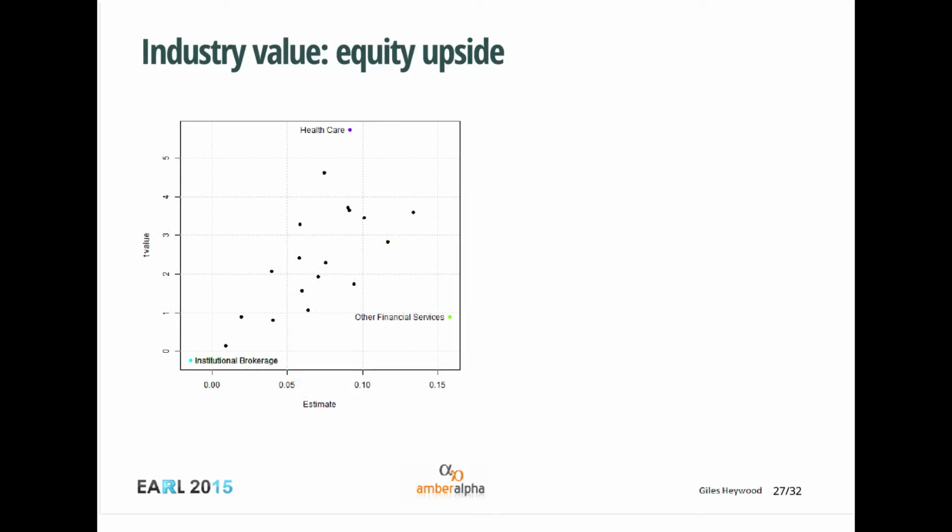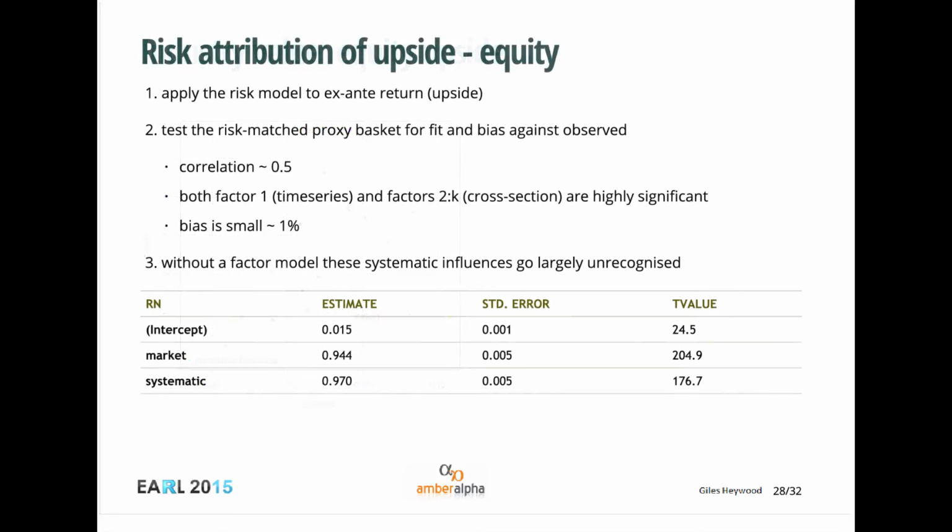And yeah, what's amazing is the other thing you can do is pass it through the risk model. So I just described using the industry model. You can also pass it through the risk model that was estimated on ex post returns. What's really interesting is that it works equally well for ex ante returns. And both factor 1 and the lower ranked factors are highly significant in this regression, and the bias is really small. And I think this is really interesting. It tells us about systematic factors and expected returns.